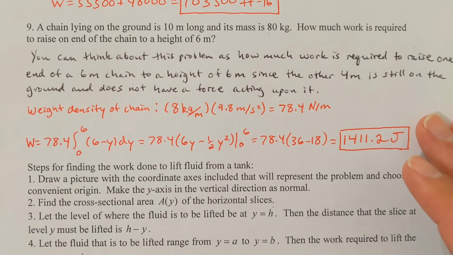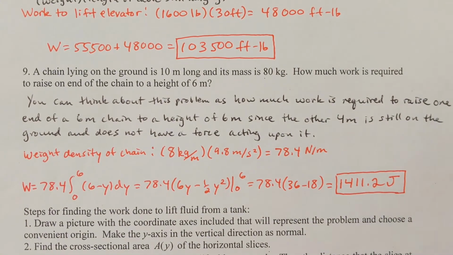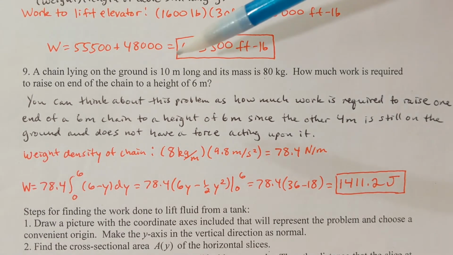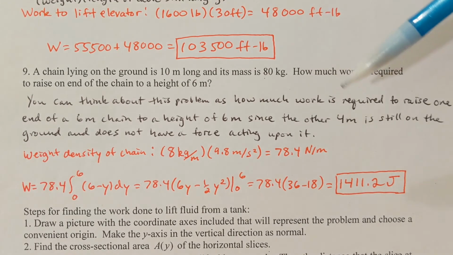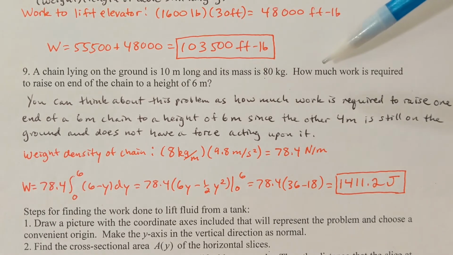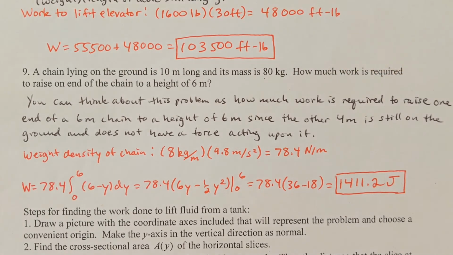Problem 9 is a similar problem, so let's take a look at that one next. A chain is lying on the ground, and it is 10 meters long, and its mass is 80 kilograms. Okay, so I'm in the SI metric system here with that information given. How much work is required to raise one end of the chain to a height of 6 meters?